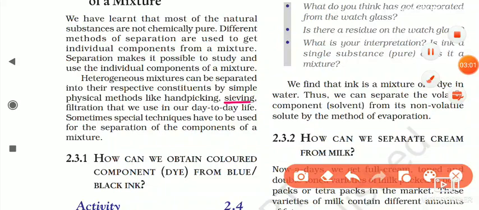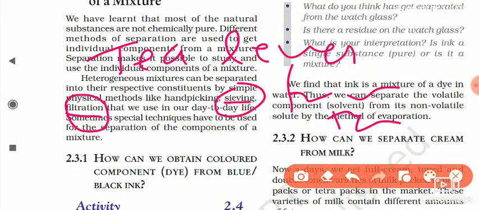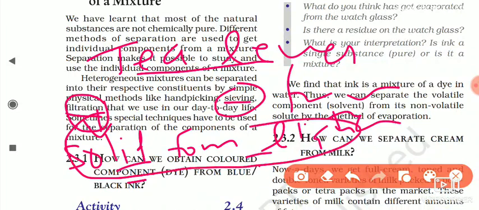Okay, the second method is sieving. Sieving we use to separate tea leaves from tea. Okay, and the same method like filtration. Sieving and filtration, they both are the same, but the basic difference is the filtration is the separating of solids from liquid only. Like tea leaves from tea, you can say it is filtration or sieving, no problem.